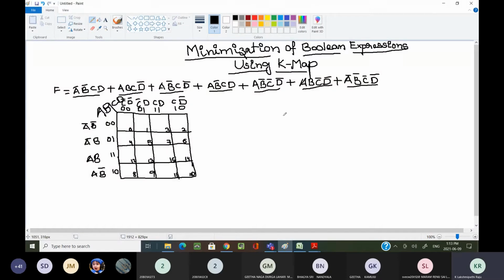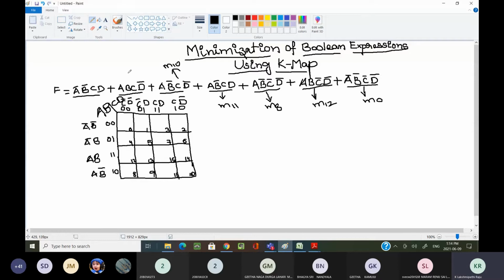Now, by seeing the expression, we have to identify the min term positions. All zeros means min term 0. 1100 is nothing but min term 12. 1000 means min term 8. 1011 is nothing but min term 11. 1010 is nothing but min term 10.